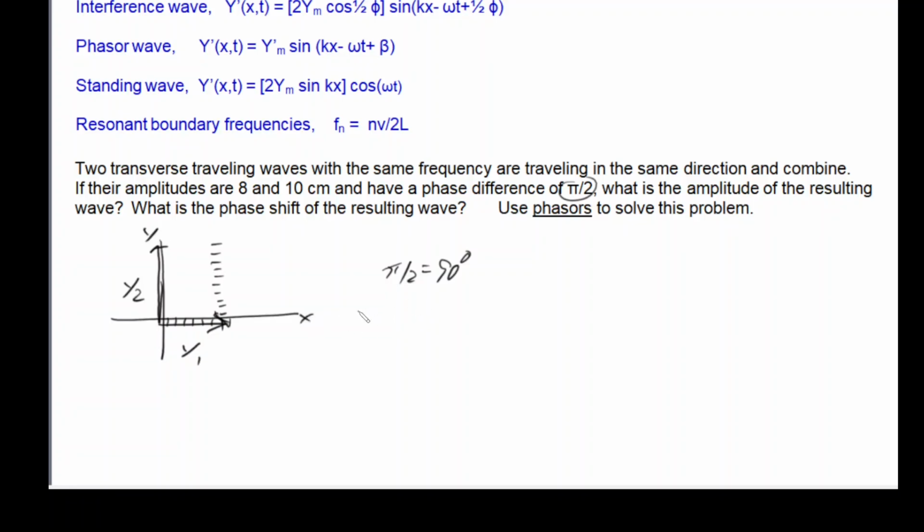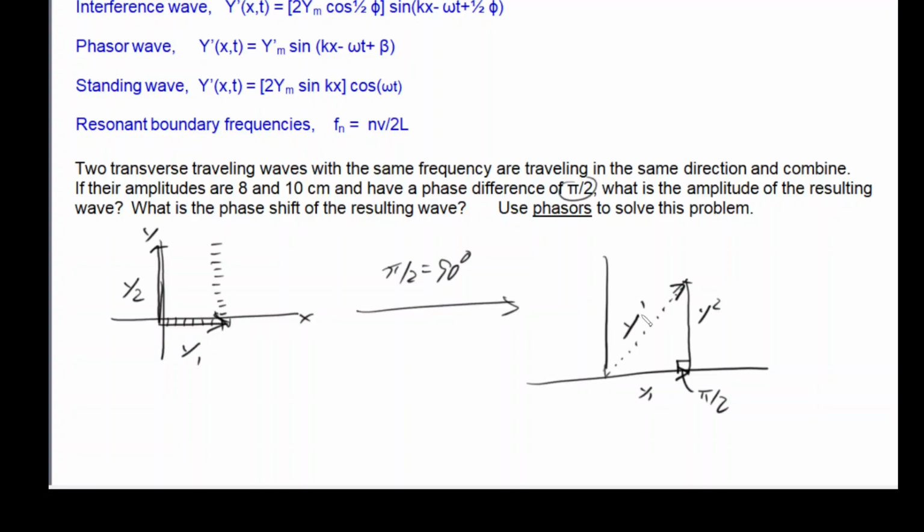So the next step would be to put them head to tail. So if this is wave 1 and this is wave 2 that are phase shifted by pi over 2, our resulting vector is shown like that. We'll call that y prime.